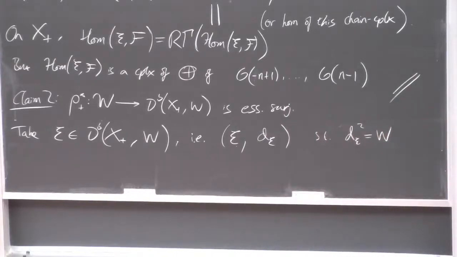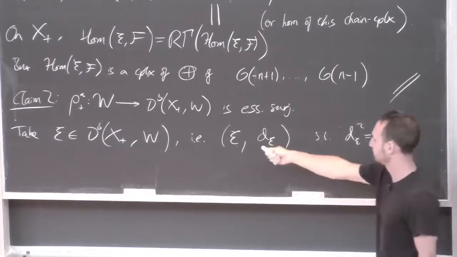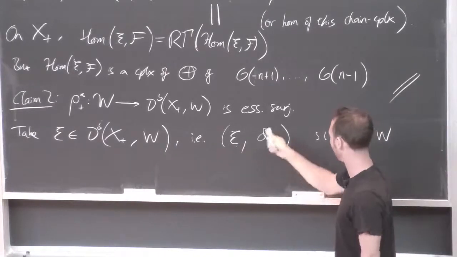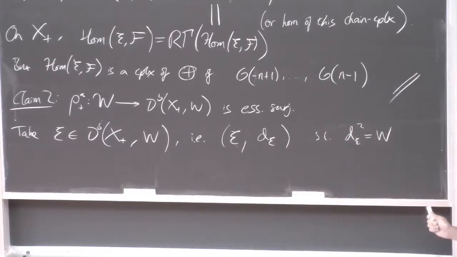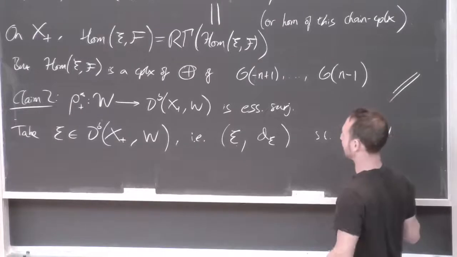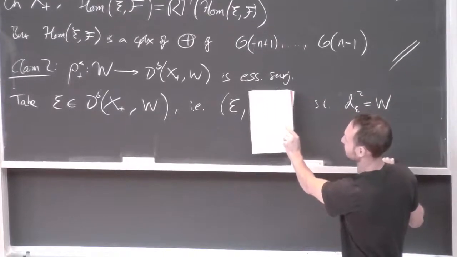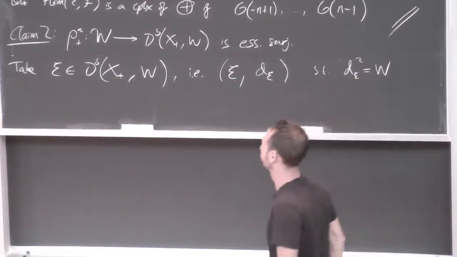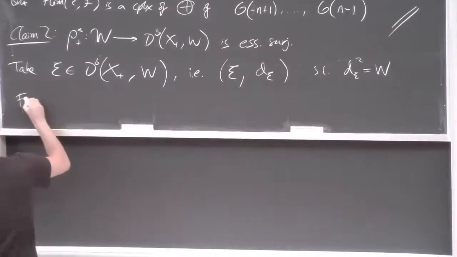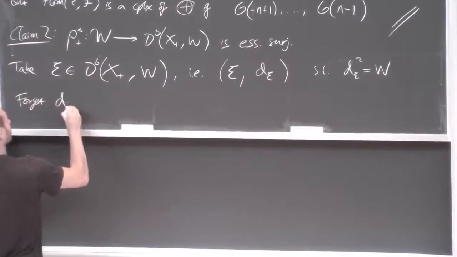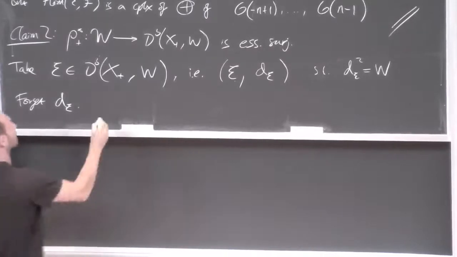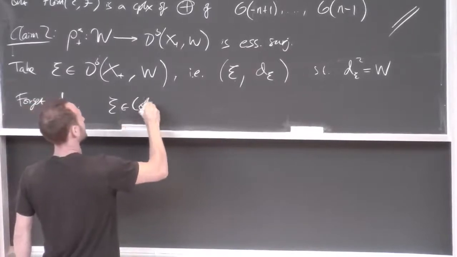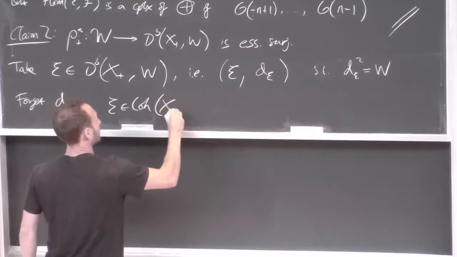Okay? So forget about R-charge. I can't be bothered to keep track of R-charge. It is some sheaf with this operator D, which squares to give W. Right? So forget D. Forget D completely. Just remember that you have a sheaf. So E is basically just the coherent sheaf on X plus.